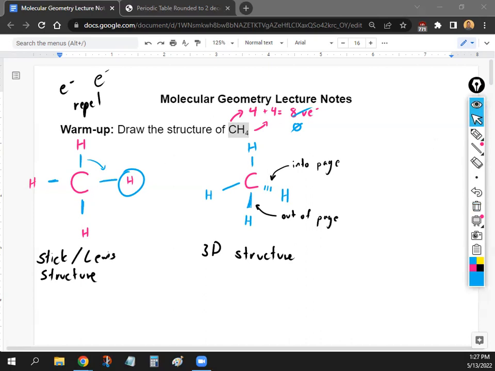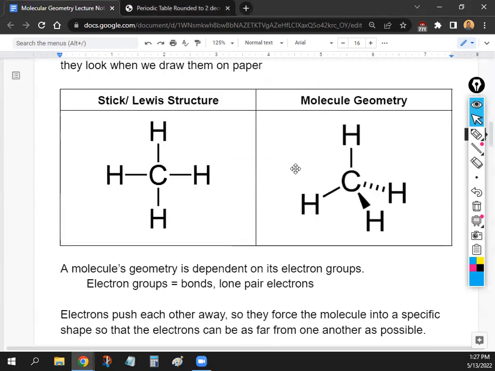Alrighty, guys. So that's what this 3D structure of CH4 looks like. Let's move on. We're going to do a couple practice problems today just to help you guys out. And so this is what we saw from the molecule geometry.